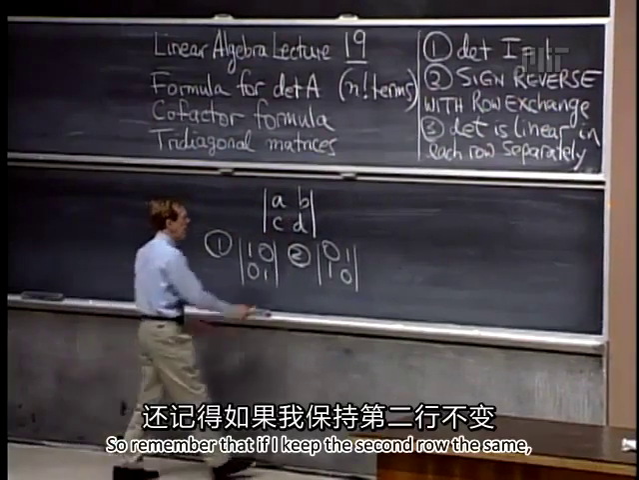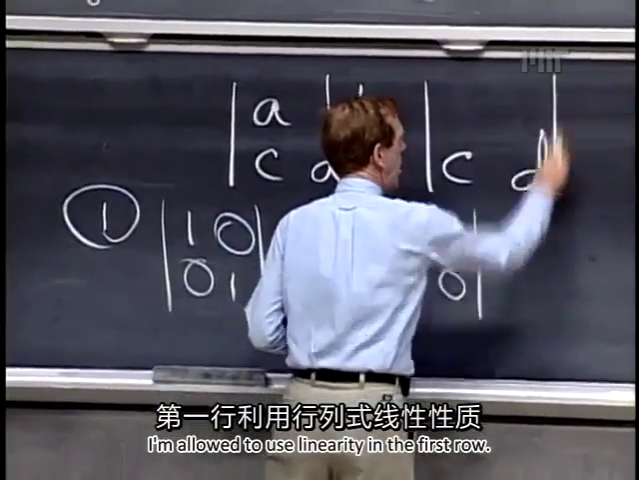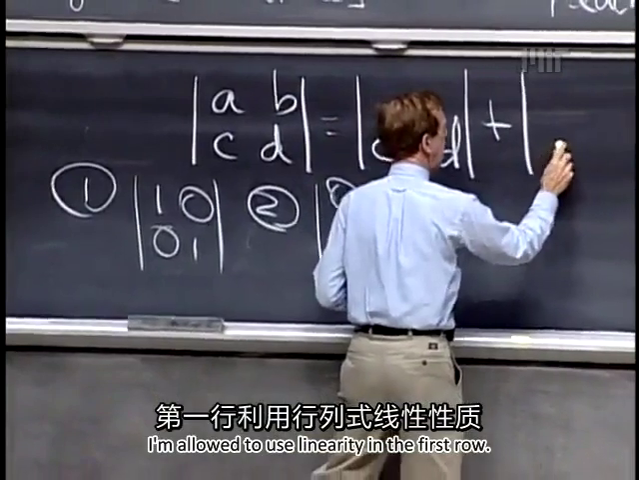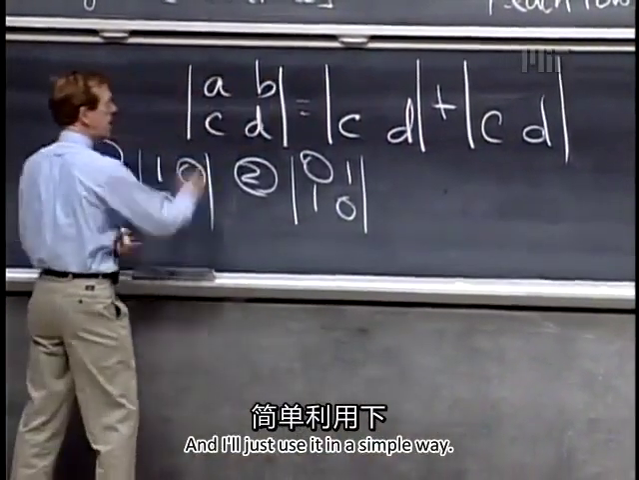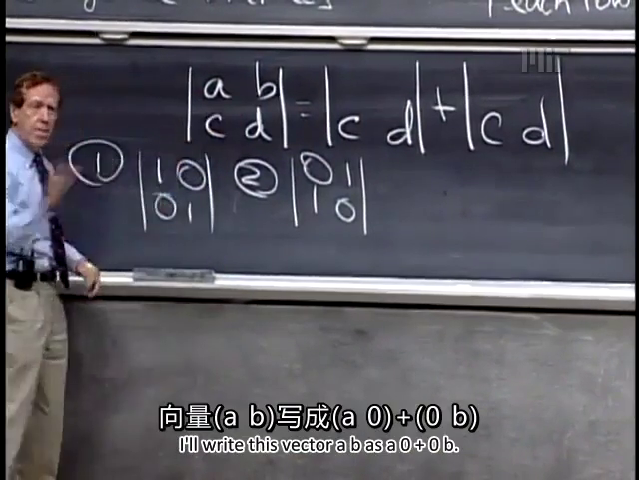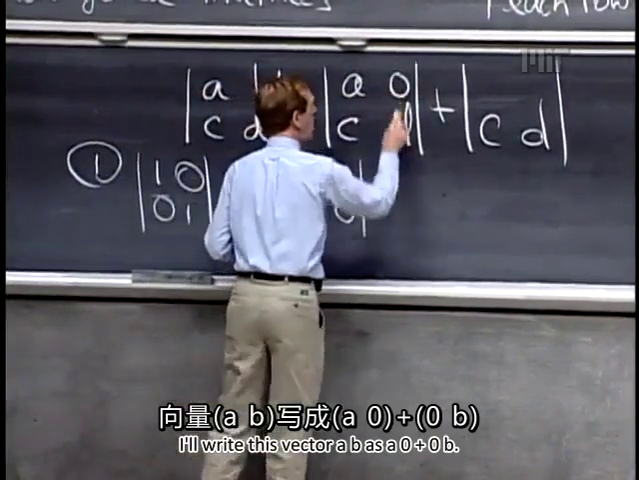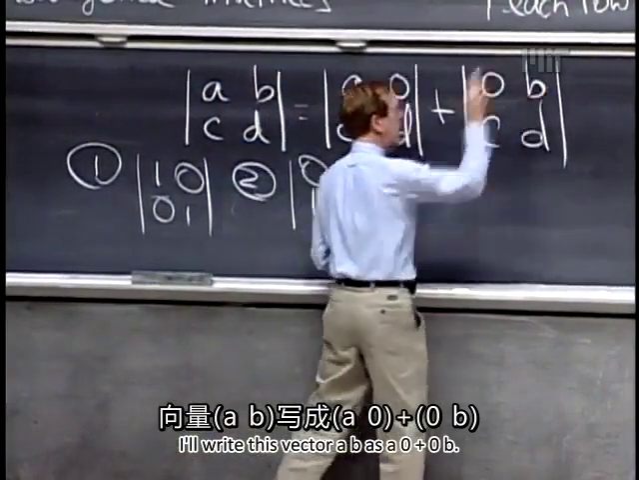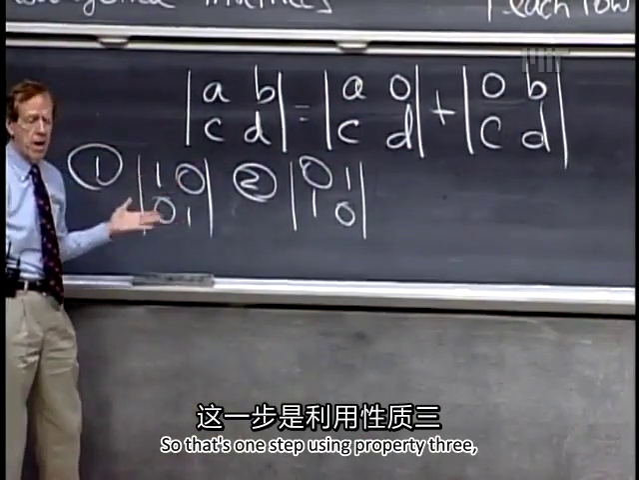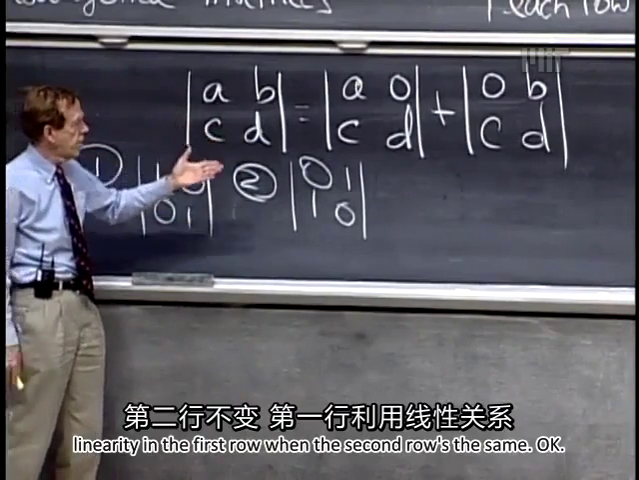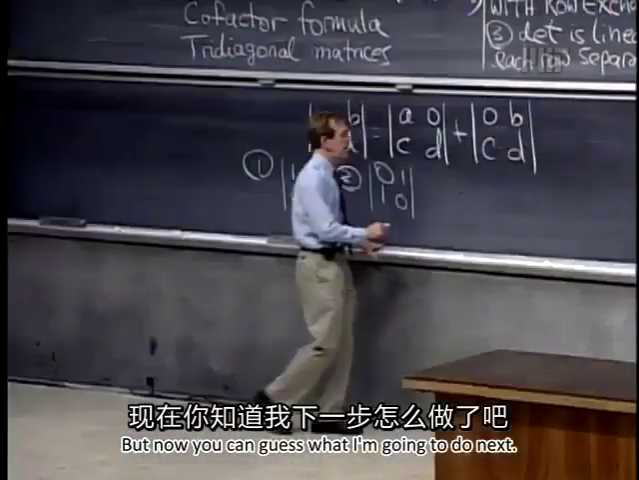Remember that if I keep the second row the same, I'm allowed to use linearity in the first row. I'll just use it in a simple way. I'll write this vector (a, b) as (a, 0) plus (0, b). So that's one step using property 3: linearity in the first row when the second row is the same. Now you can guess what I'm going to do next.